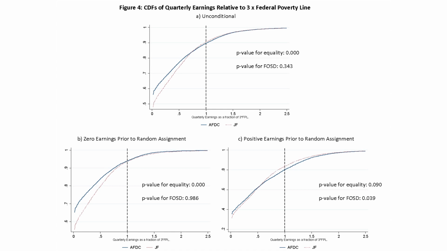And we see, if you take the derivative of the CDF, you're going to see the density. So there's a lot of people who have positive density at low earnings levels in the JF group relative to the AFDC group. We're not seeing much go on in the neighborhood of the federal poverty line. So we've rescaled quarterly earnings relative to the federal poverty line. It says 3 times FPL because the federal poverty line is a monthly concept, and we only have quarterly earnings records here.